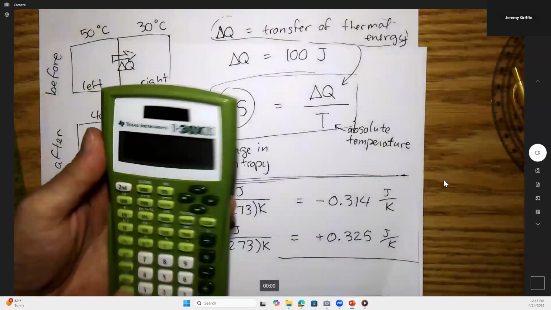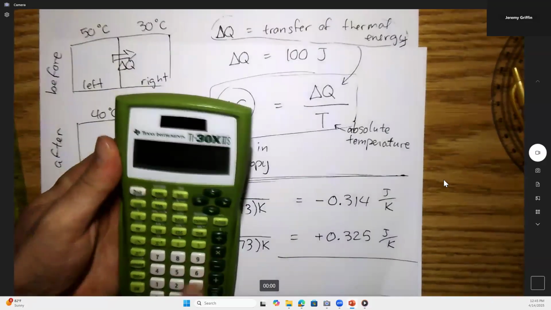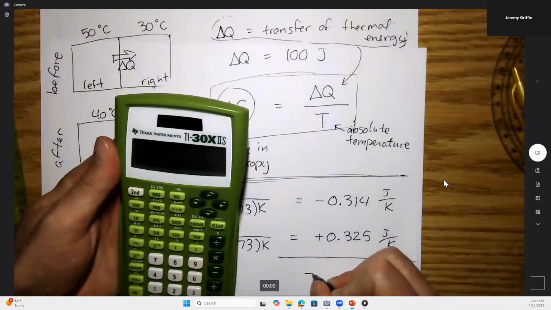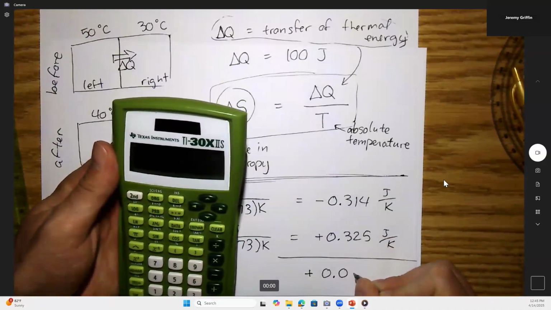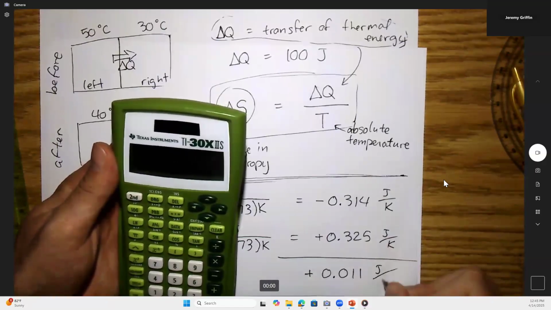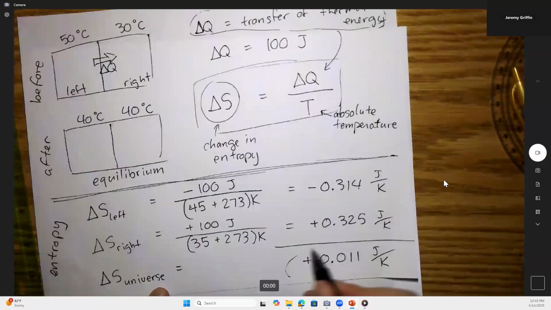Let's see what that is. That's 325 minus 314. So that's plus 0.011. That's joules per Kelvin. There you go.